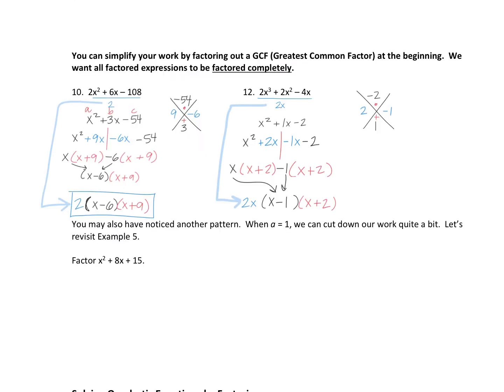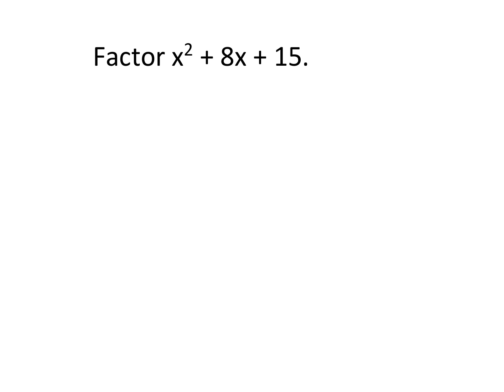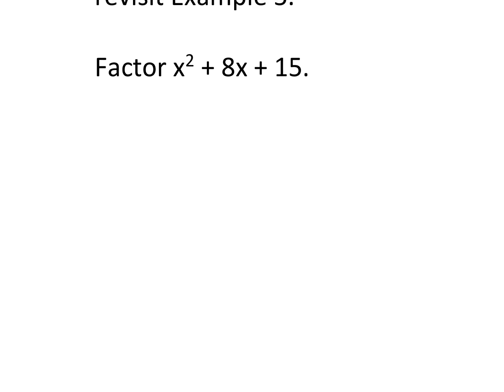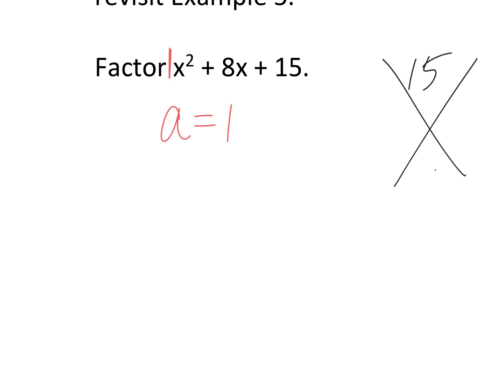So on this one here, it says factor x squared plus 8x plus 15. What number is in front of x squared right now? 1. So this is an example of a is 1. You need 2 numbers that multiply to 15 and add to 8. That's an easy one. Yeah, 3 and 5.